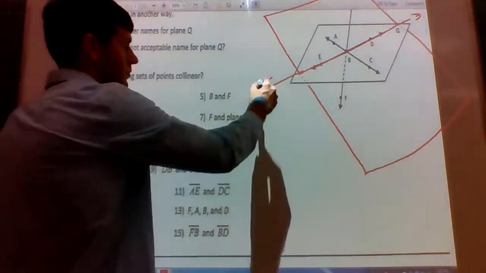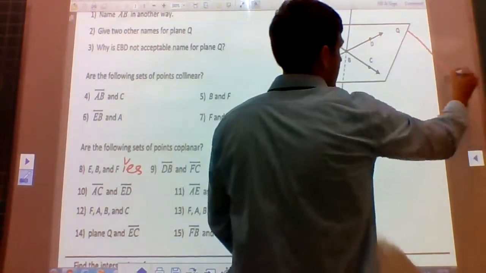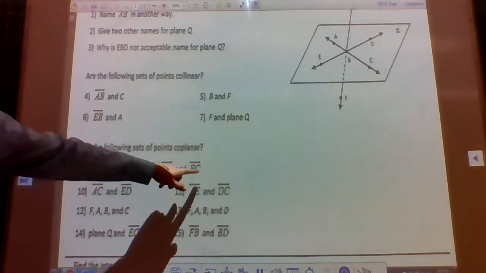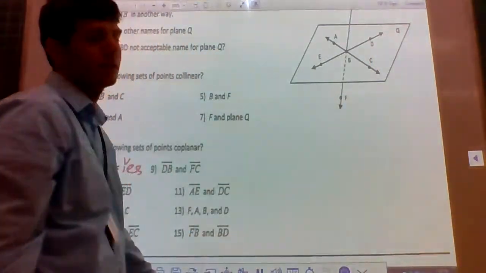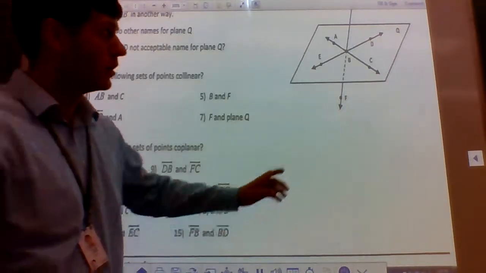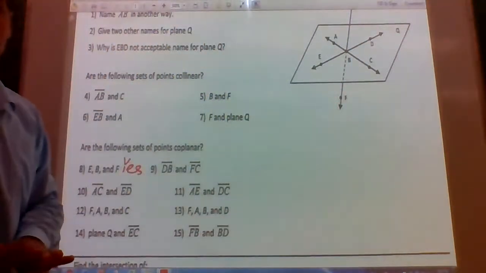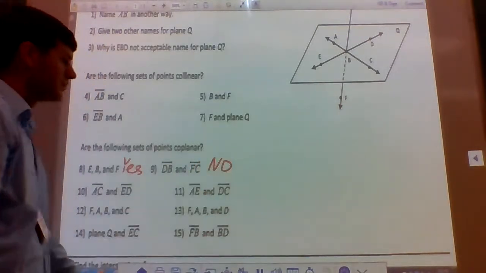DB and FC. Okay. So here we know that D, B, and C are all on the same plane. They're on plane Q, and we know F is not on that plane. And again, the one postulate that we have tells us that any set of 3 points that are non-collinear will form exactly one plane. Well, we know the plane that's formed between B, C, and D is plane Q, and we know F is not on plane Q, so we know that set of 4 points is not coplanar. So that's a no.